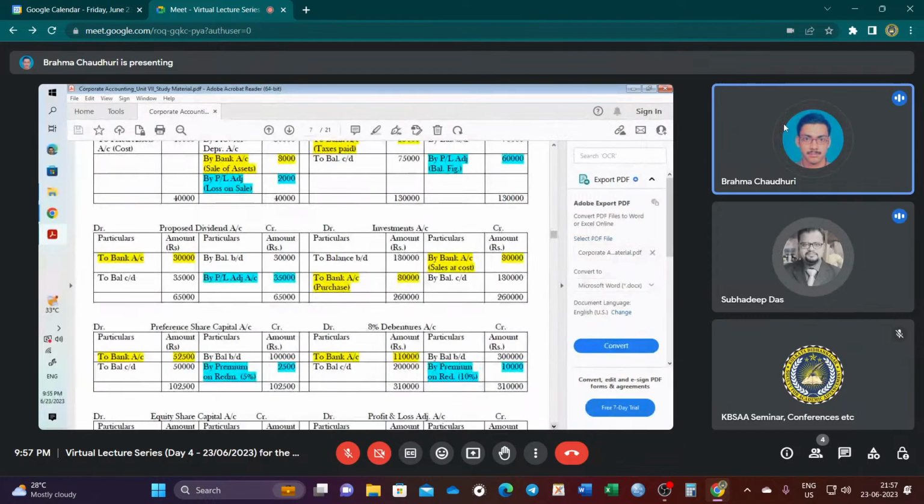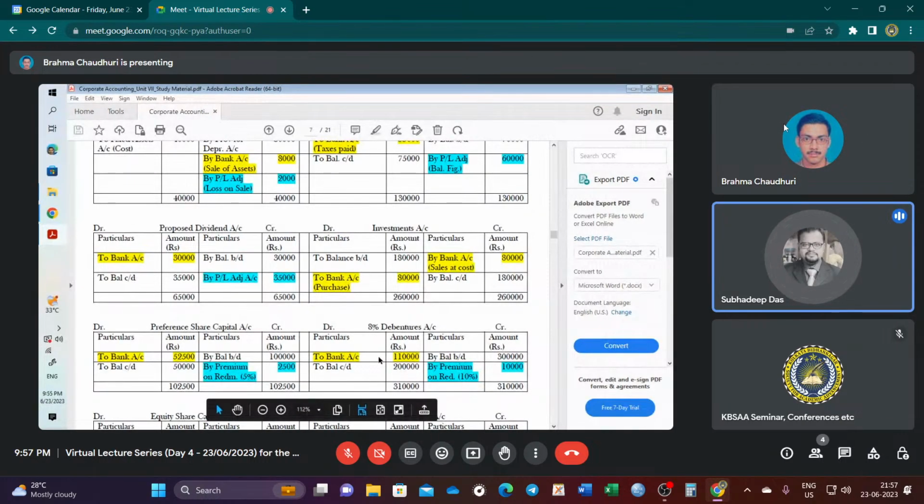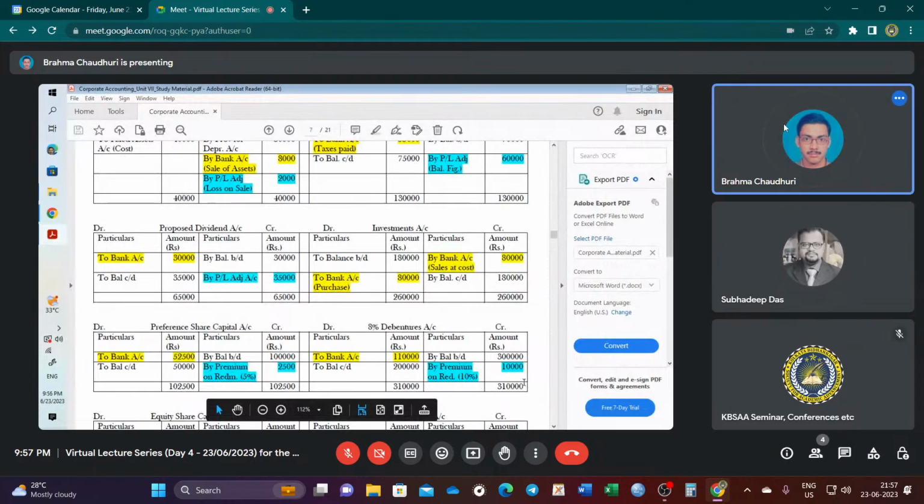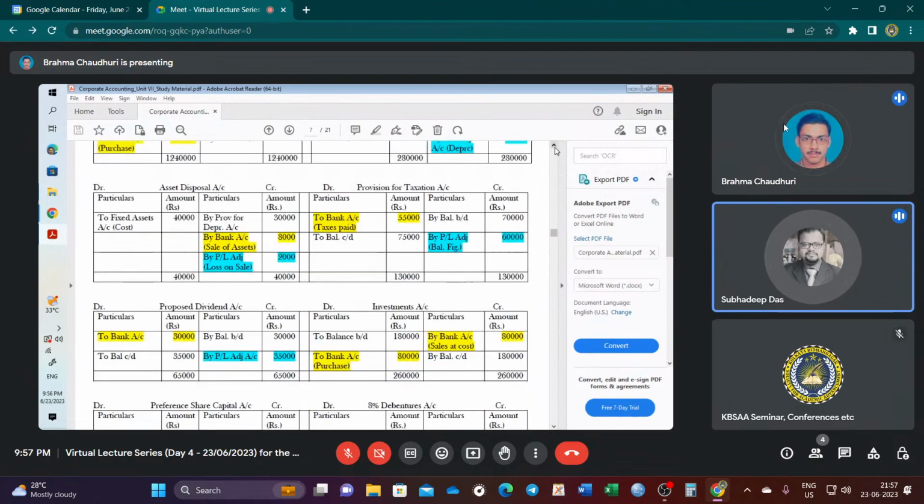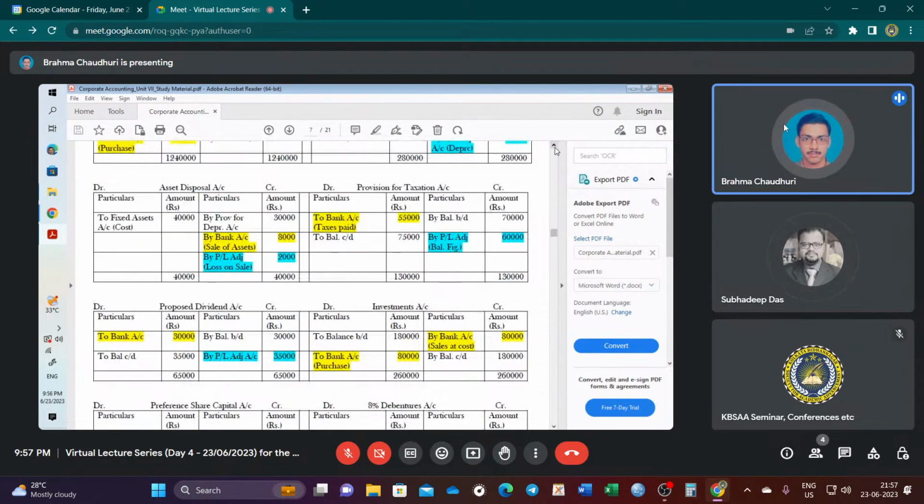Excuse me, sir, I have one question in this. Yes. Sir, if the question is silent about the payment of taxes, then I think the opening balance will come to the payment part and the closing balance will go to the P&L part, right, sir? Exactly. If the problem is silent in case of provision for taxation or proposed dividend, we may assume that whatever is the opening balance of provision for taxation or of the proposed dividend, that actual amount has been paid during the year.